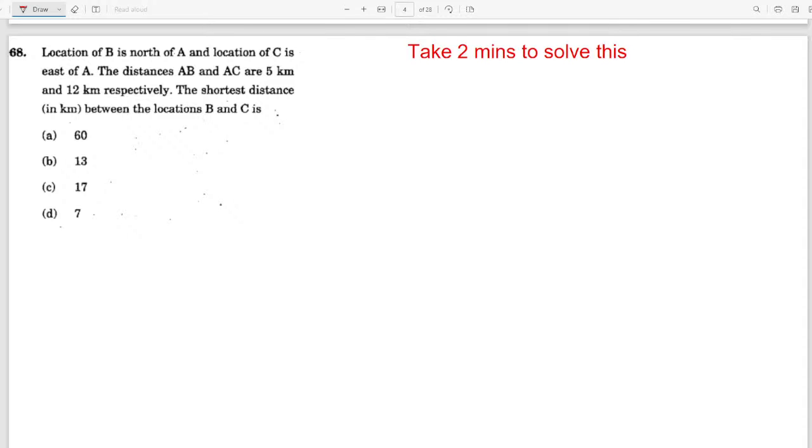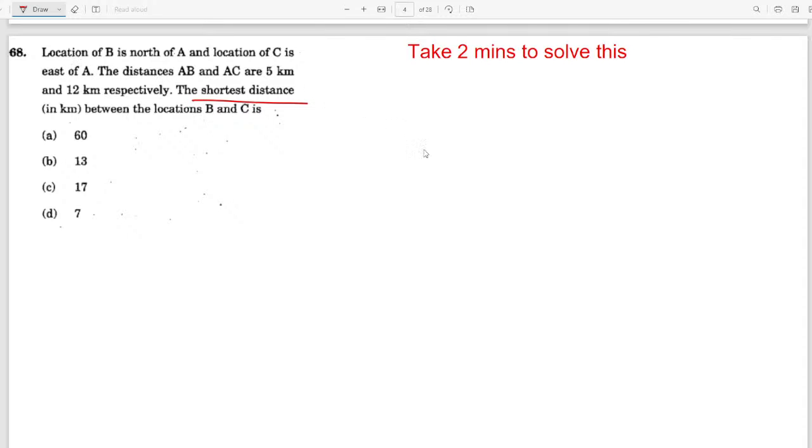It's time. Most of them have got it. We'll see how to go about this question. They're saying the location of B is north of A and the location of C is east of A. The distances AB and AC are 5 kilometers and 12 kilometers respectively. The shortest distance between the locations B and C is? We have to calculate the shortest distance.